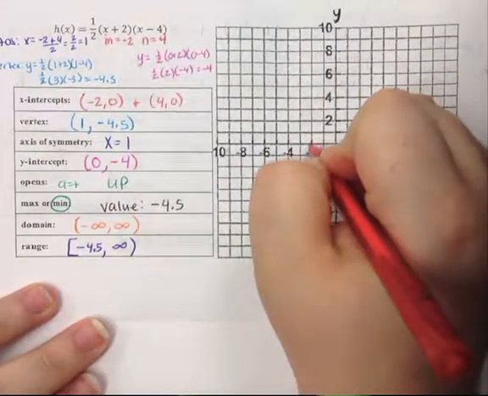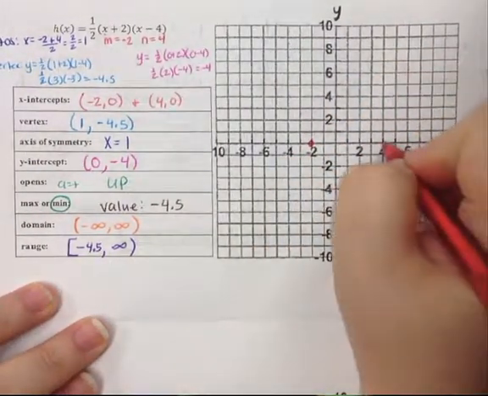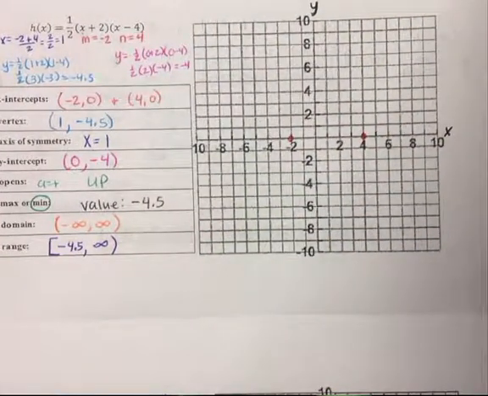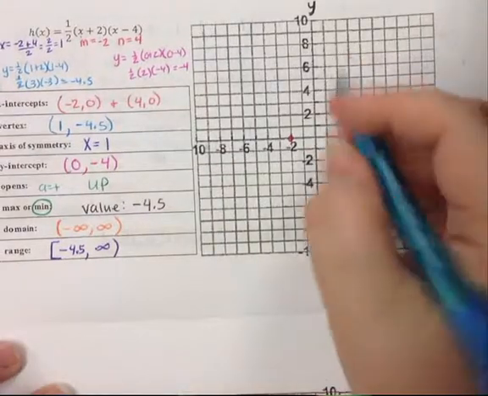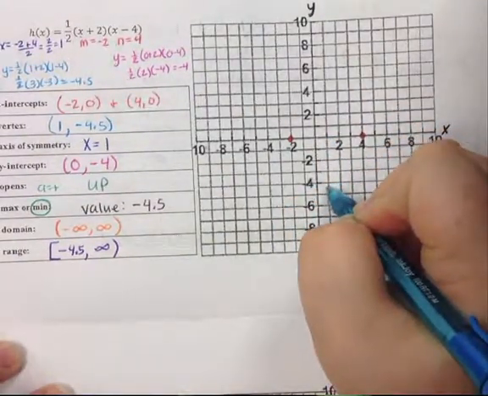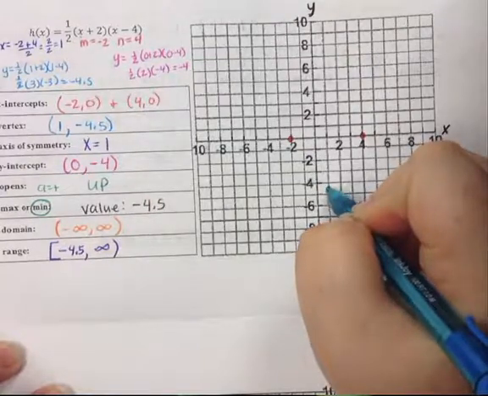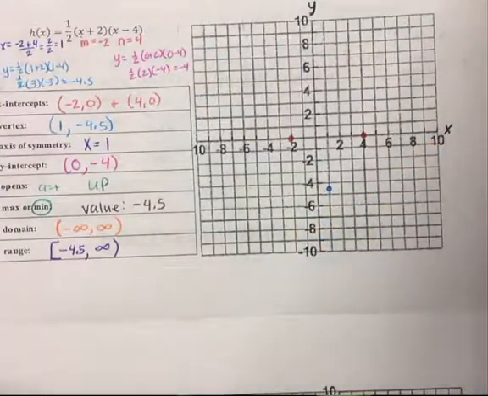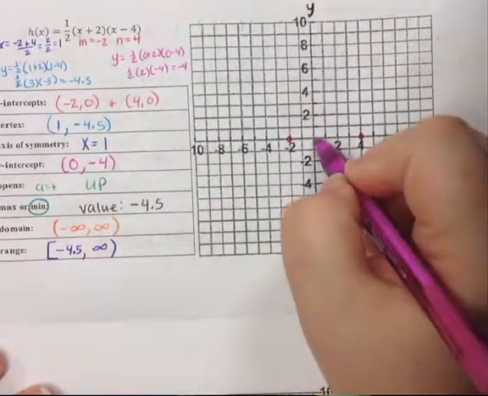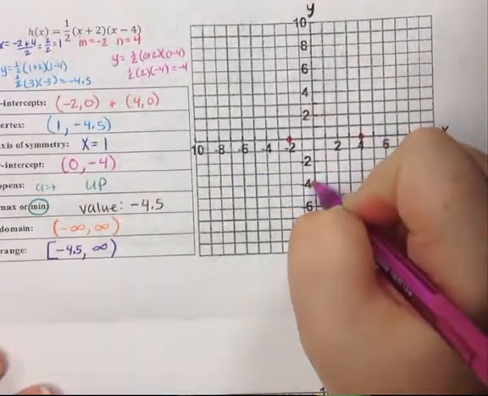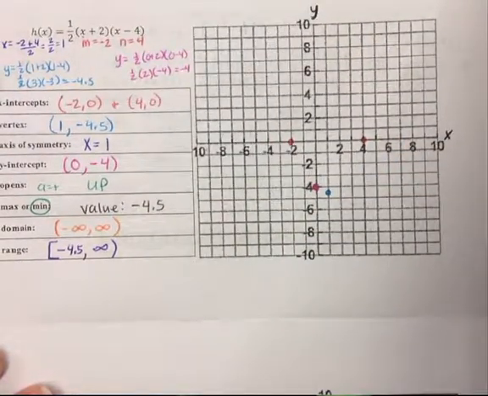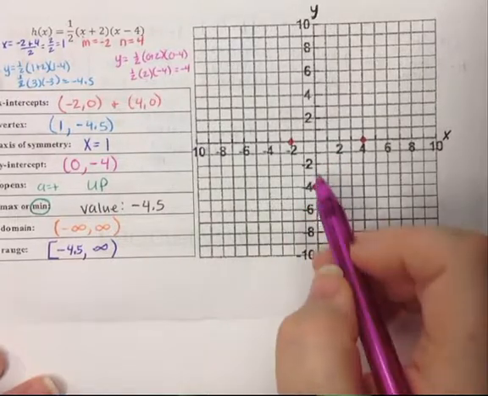It's at negative 2, 0, and at 4, 0. Graphing those in red. I'm going to graph my vertex, which is at positive 1 and negative 4.5. Then I'm going to graph the y-intercept, which is at 0, negative 4. Now we also want to have that fifth coordinate, which was that mirror of that y-intercept.